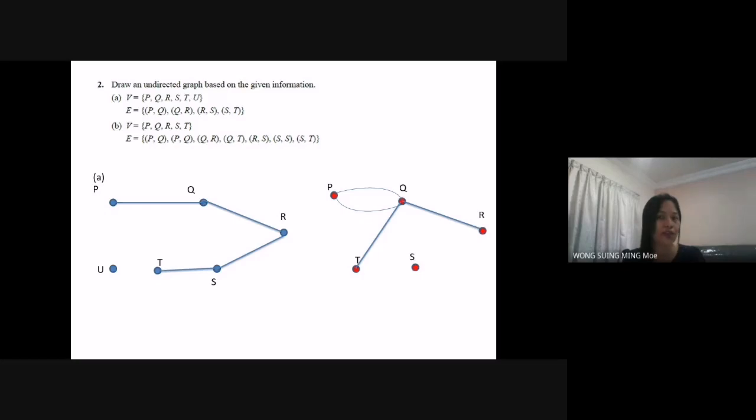RS is also a straight line, right? So from vertex R, you draw to vertex S. And the last one is ST. Oh, SS first, right? It's a loop. And then ST. This is how we draw a graph with multiple edges and loops. Okay, do you understand or not?